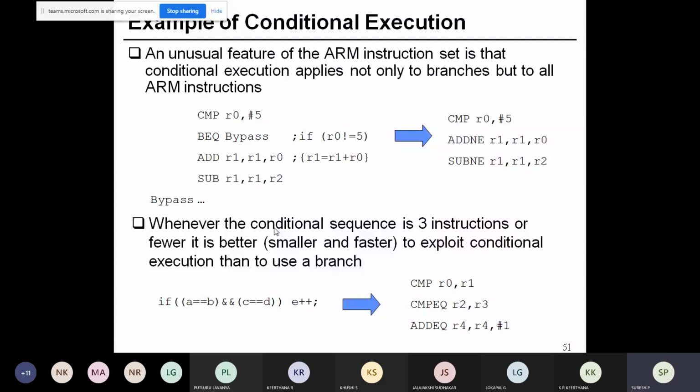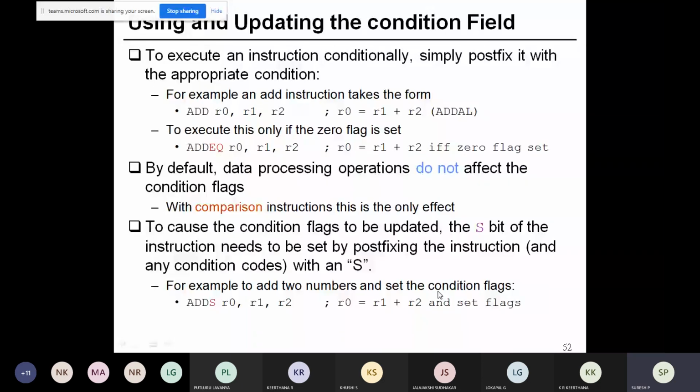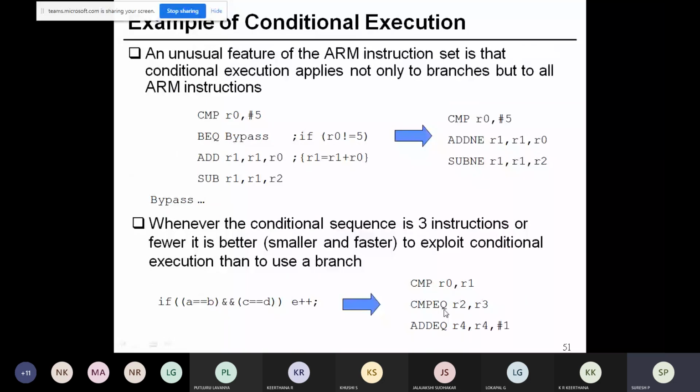What it means is, you are going to compare R0 and R1. Instead of that, I am going to compare equal. That means if the previous result is 0, then I am going to execute the next instruction. If the previous result is not 0, then I am not going to execute this particular instruction. If it is equal, it will compare R2 minus R3. Add equals means if the previous instruction executed with a 0 value, then I am going to add it. If not, it is not going to add.